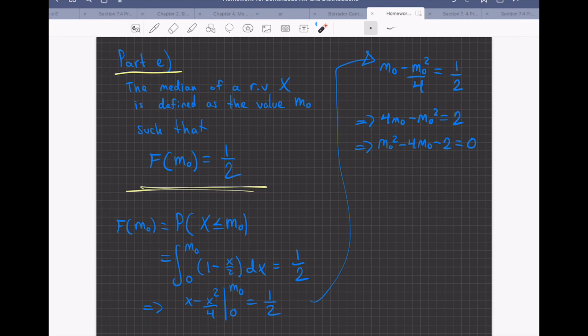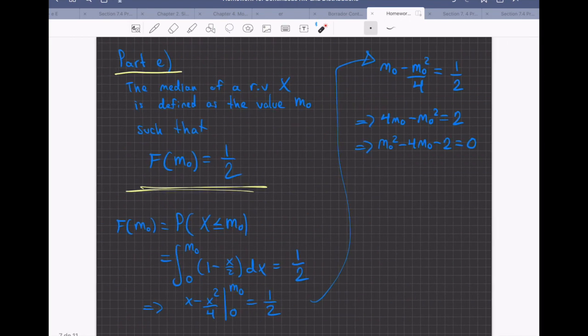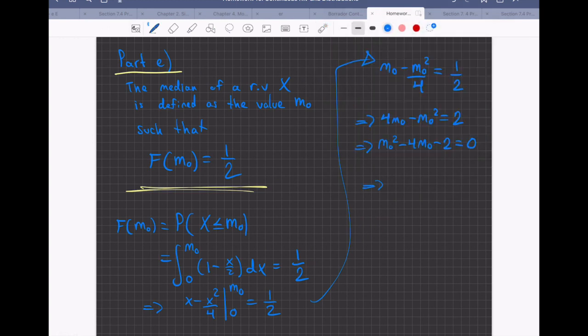0.59. Why 0.59? Because m0 should be a value between 0 and 2, right? The other value that you will get is going to be outside 0 and 2, so it has to be any value between 0 and 2. Do this, and you will get m0 equal to approximately 0.59.